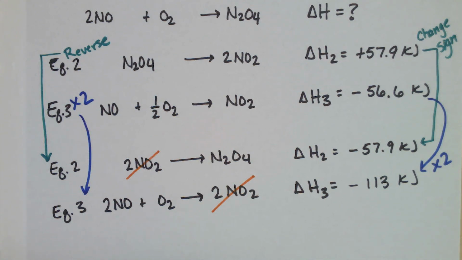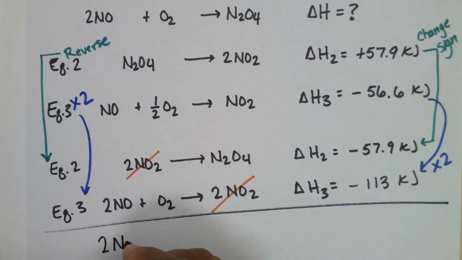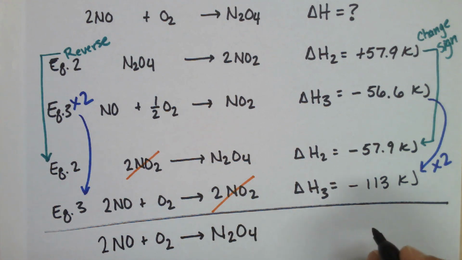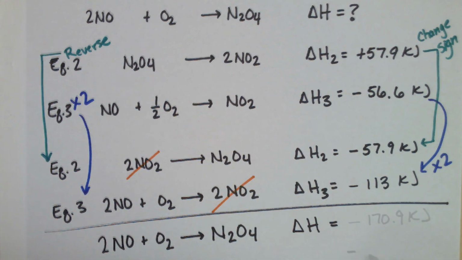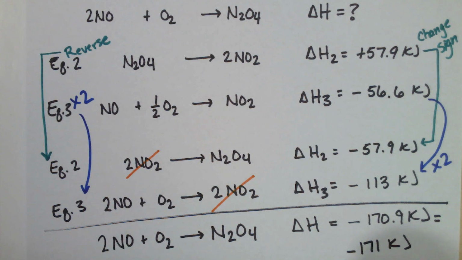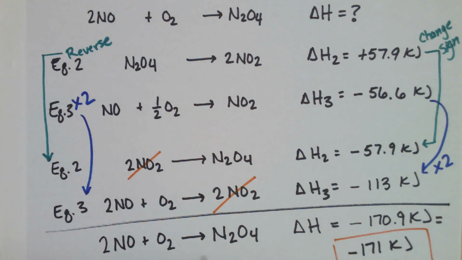Now let's get the net equation. Now we see the net equation. We simply sum the changes in enthalpies to obtain the change in enthalpy for the original equation, negative 171 kilojoules, to 3 significant figures.